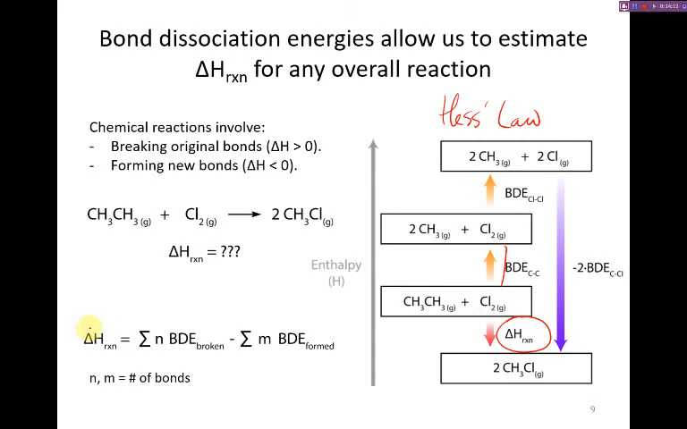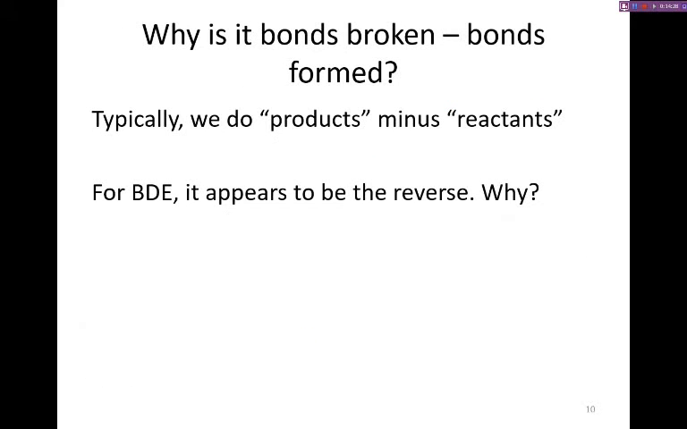And so we use this expression, which is taking the sum of all of the steps. So this is on your data sheet as well. And that's the sum of the bond dissociation energies for the bonds broken minus the sum of the bonds formed. Now, we might ask, why is it bonds broken minus bonds formed? Because typically, we talk about products minus reactants. And for bond dissociation energy, it appears to be the reverse. Because again, let's just say we have A2 reacts with B2, and that gives us 2 AB molecules.